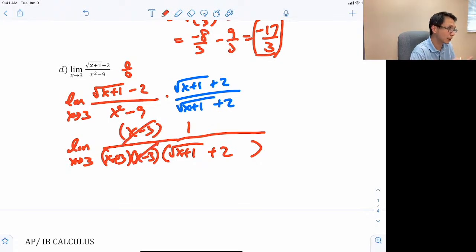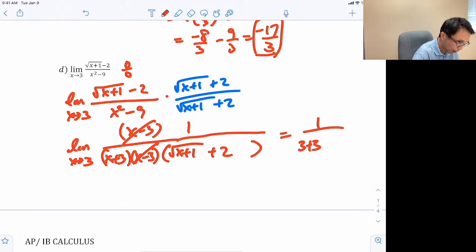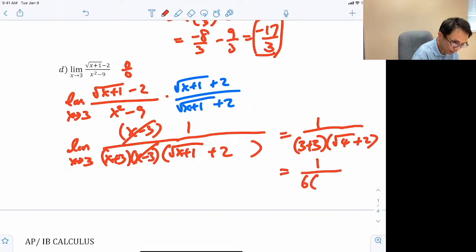A lot of people forget about the cancel. You put a 1. Because some people get an answer of 24. I should take out completely everything, but I was trying to be nice. So 3 plus 3, now I plug in the limits. And then 3 plus 1, so it'll be 4 plus 2. And that's equal to 1 over 6 times 4. That's equal to 1 over 24.